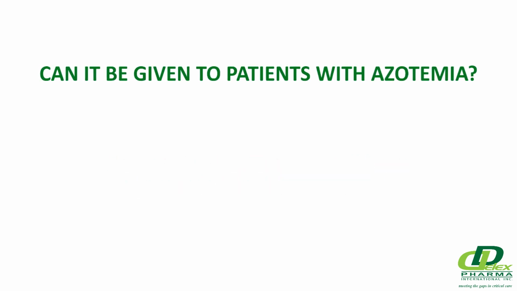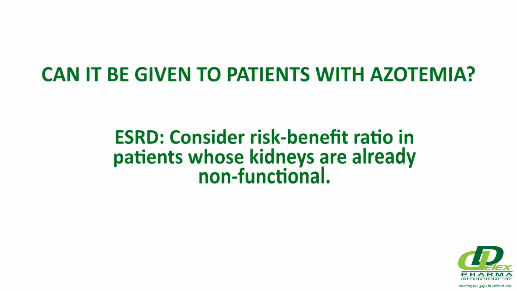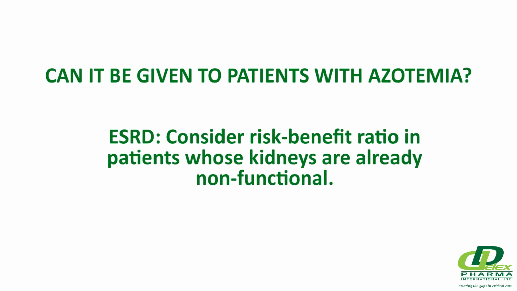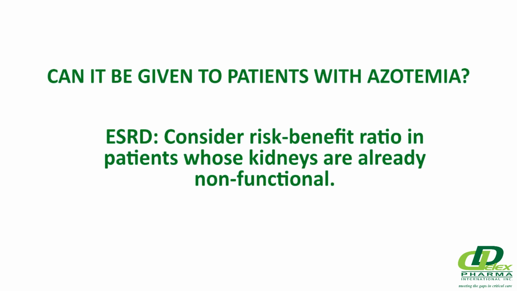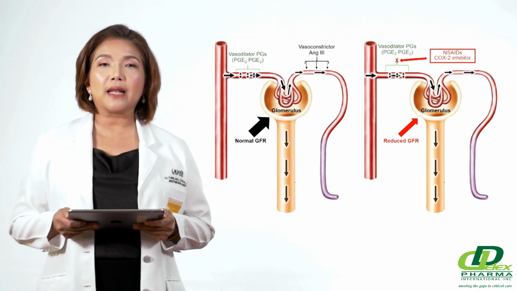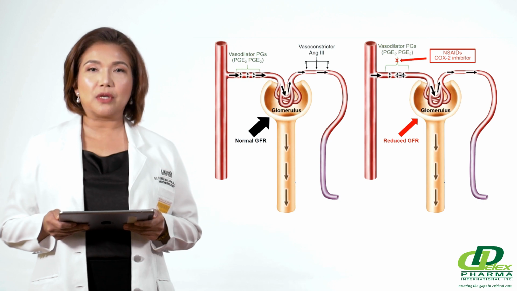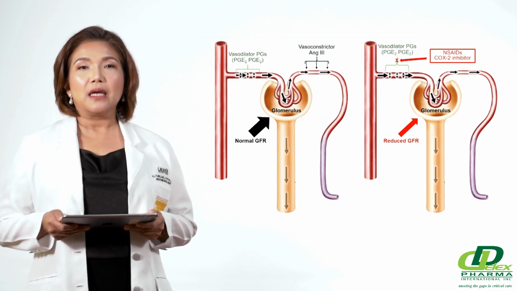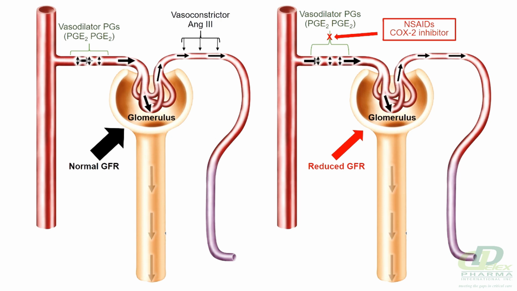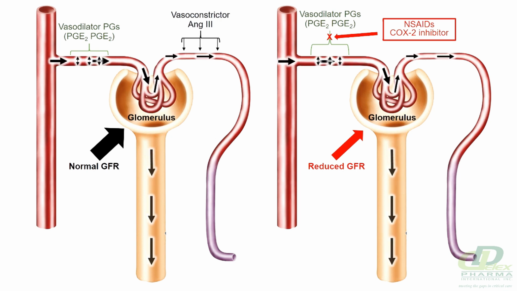On the other hand, consider the risk-benefit ratio in patients with ESRD, whose kidneys are already non-functional. There may not be any remaining function to affect. As a review, renal prostaglandins function primarily as vasodilators in the kidneys. In healthy individuals, the impact of prostaglandins on renal perfusion is relatively limited.